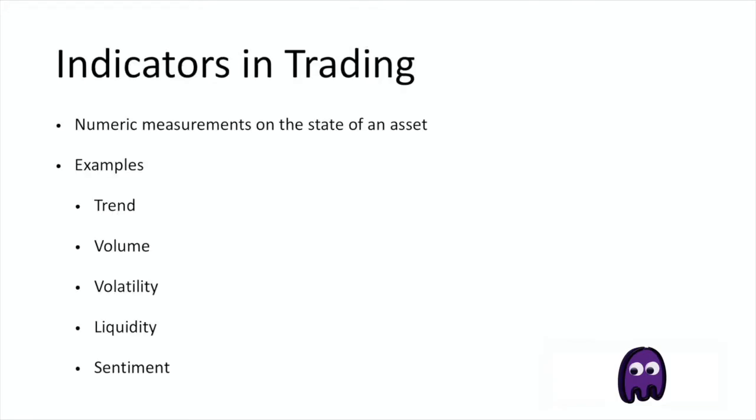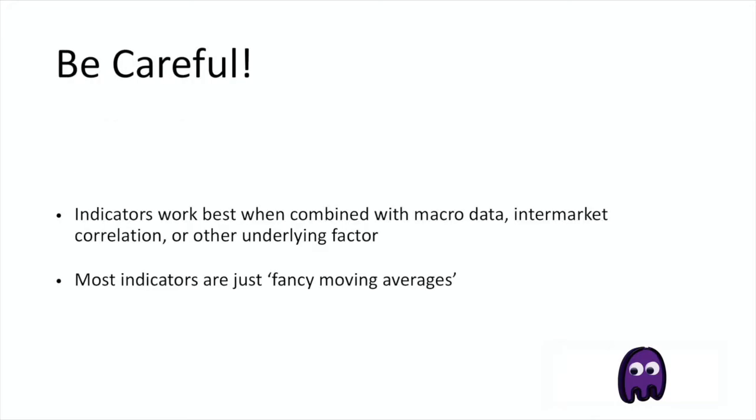Indicators in trading. These are numeric measurements on the state of the asset. They can tell us trend, volume, volatility, liquidity, and sentiment. But we will focus on trend, volume, and volatility for the purposes of this module. Be careful because indicators work best when combined with other macro data, intermarket correlation, or other underlying factors.